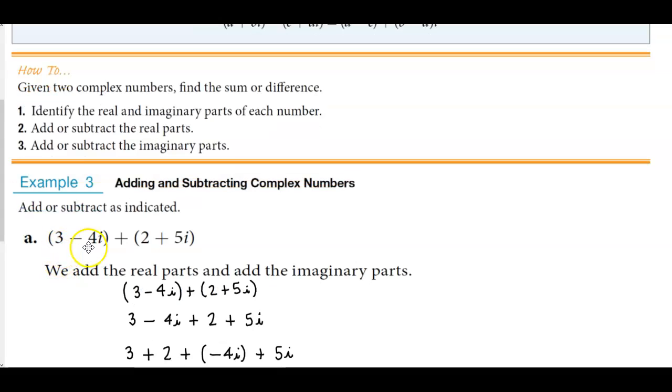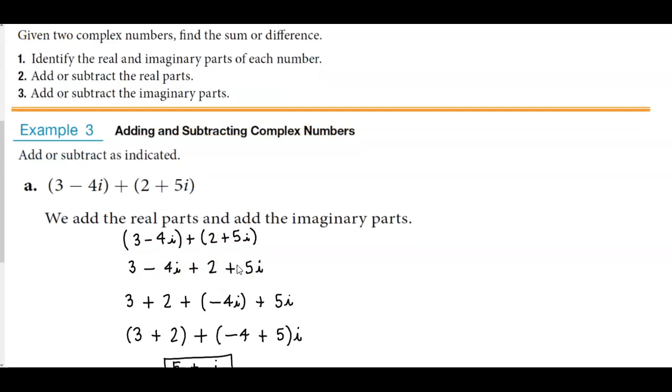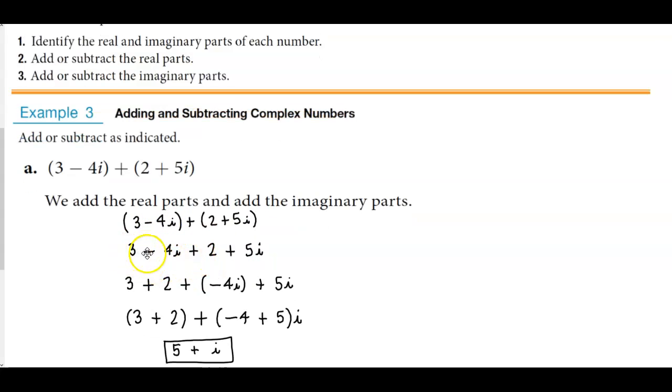Here we have 3 minus 4i plus 2 plus 5i. So we're going to add the real parts and then add the imaginary parts. Here's the problem written again, 3 minus 4i plus 2 plus 5i. If there's a minus sign here, you're going to distribute. But in this case, we're going to remove our parentheses first. So we get 3 minus 4i plus 2 plus 5i. And then we're going to combine like terms.